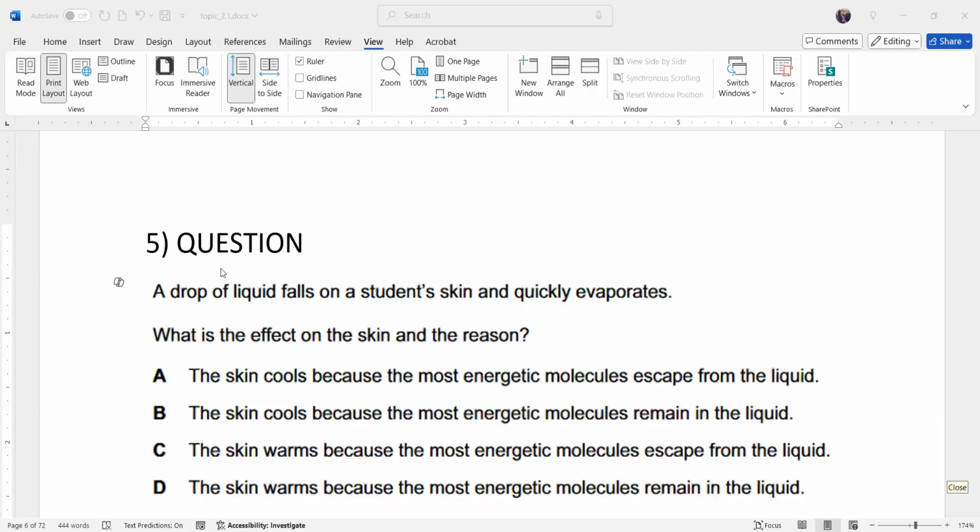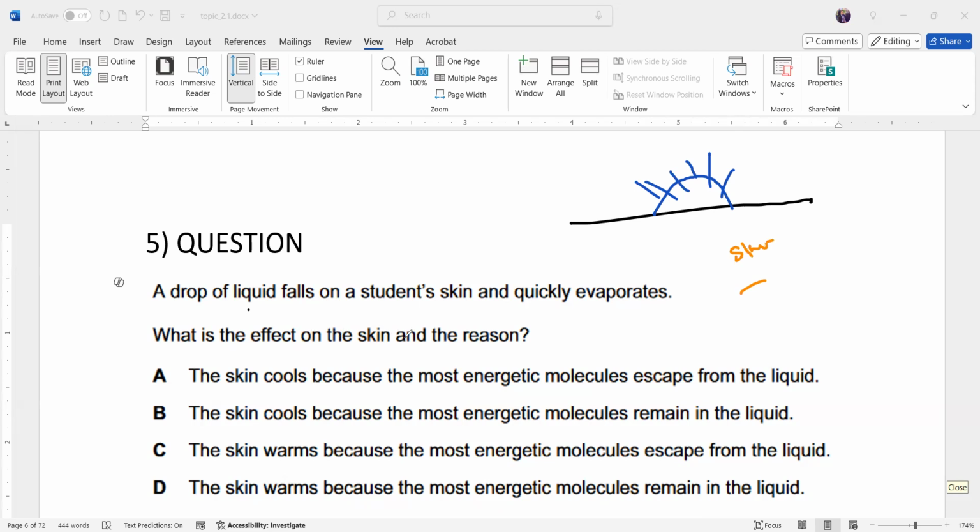So in the question, a drop of liquid falls on a student's skin. For example, let's say this is a student's skin, and there's a drop of the liquid on the student's skin. So what will happen? The most energetic molecules of the liquid escape. So the molecules which are left behind will have low energy. That's why the skin will cool down.